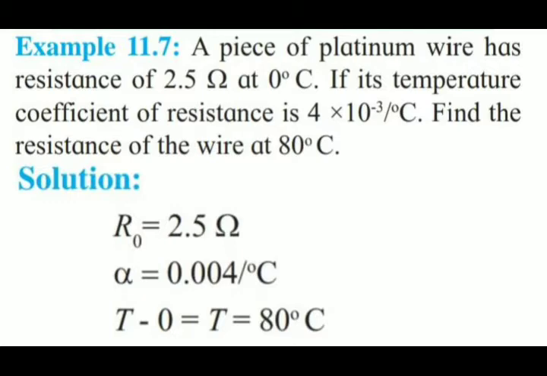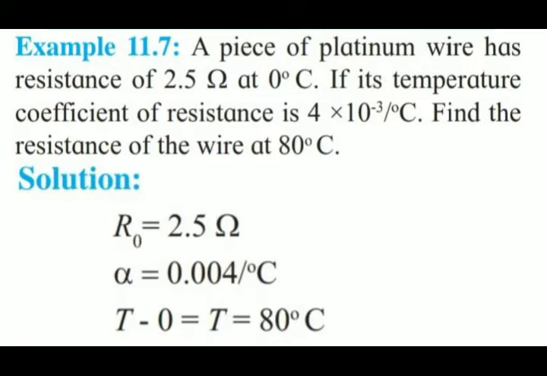Now the temperature coefficient of resistance. How do we denote it? We denote it by alpha. So alpha itself is 4 into 10 raised to minus 3. Now minus 3, what does it mean? Before 4, we have to write 3 zeros and put the decimal point after the first zero. So it is 0.004 per degree Celsius.